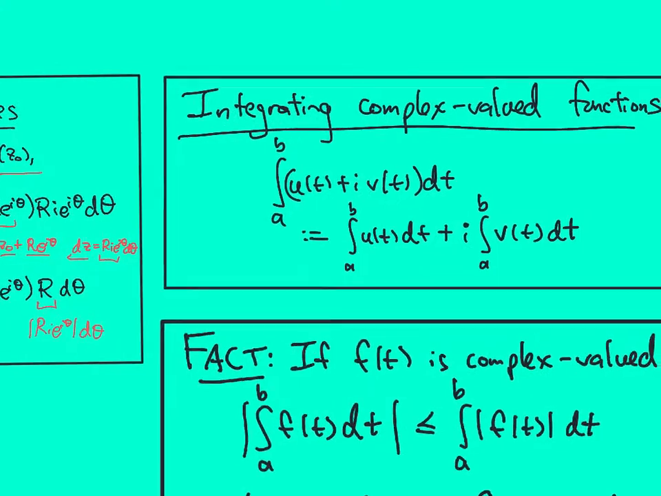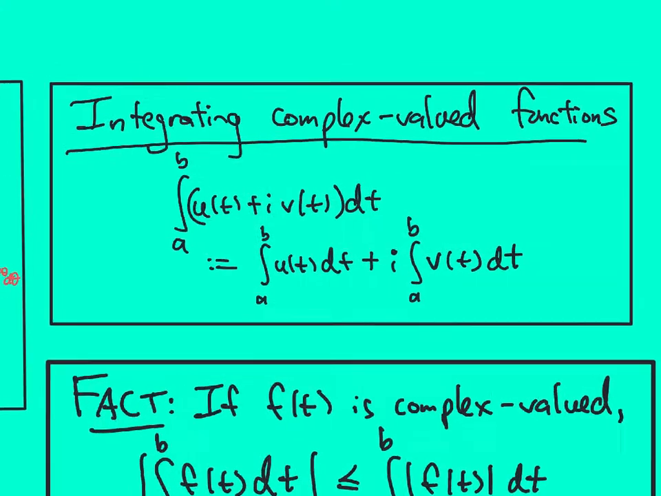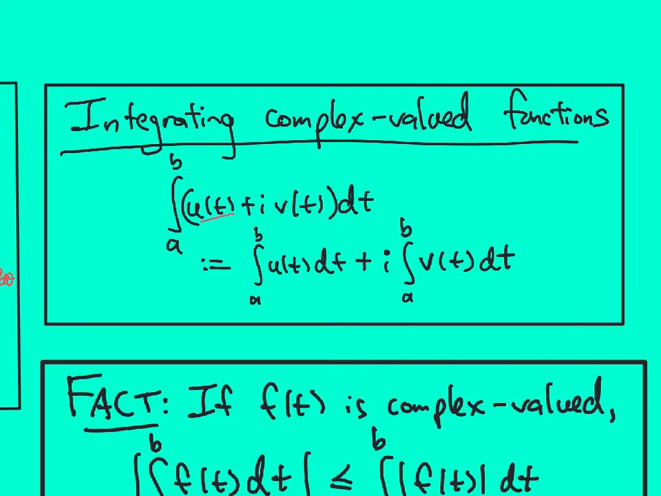In case you're not familiar with integrating complex valued functions, it's just as easy as can be. If I have u plus iv as my complex valued function, you just integrate the real and imaginary parts separately. Some things that you would have to go through in a little detail to show is that this is actually complex linear. So if I had alpha, a complex number, and f, a complex valued function, you can pull the alpha out of the integral, and that's just a matter of doing the multiplication and checking that.